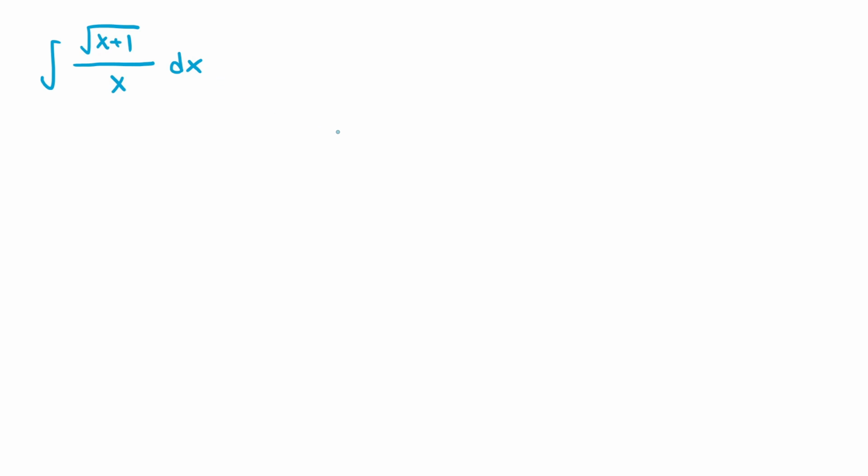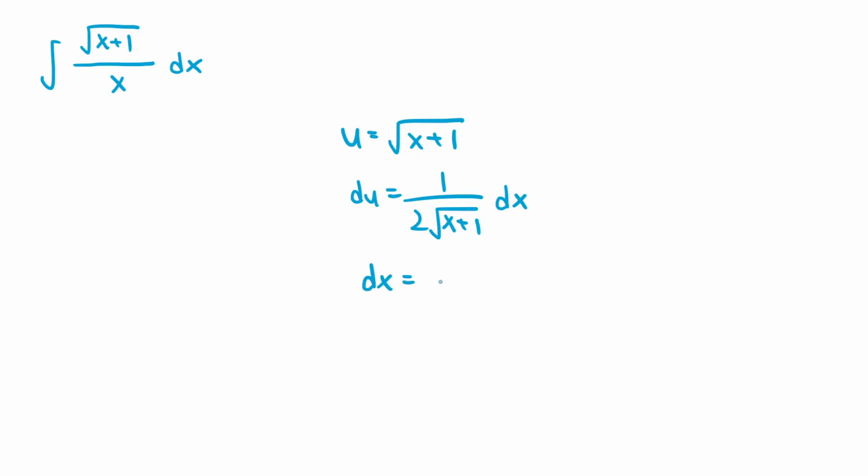So in order to do this, we should substitute u equals the square root of x plus 1, which means du is equal to 1 over 2 times the square root of x plus 1 dx. If we multiply both sides of the equation by 2 square root of x plus 1, we get the relation dx equals 2 times square root of x plus 1 du.